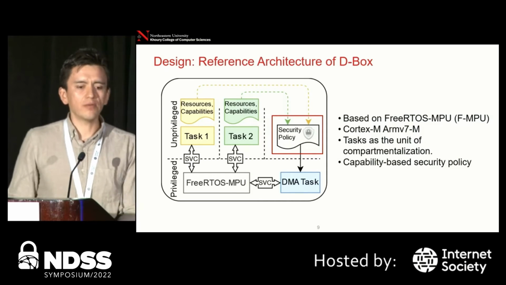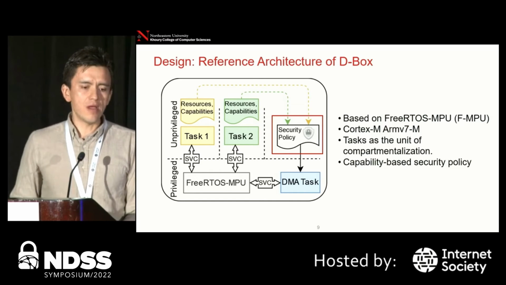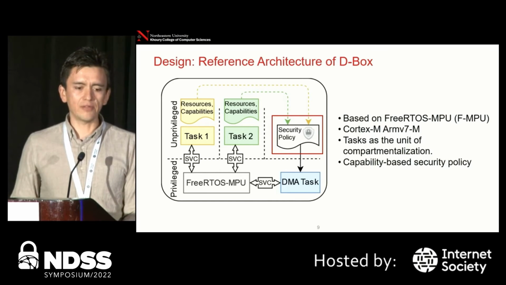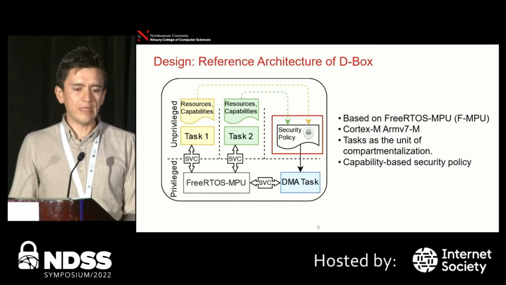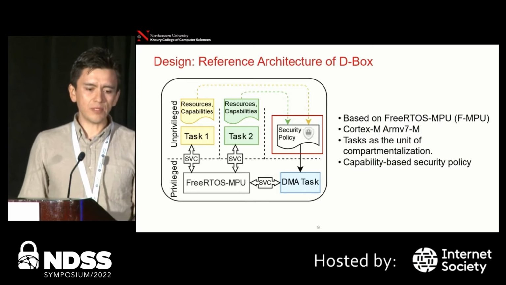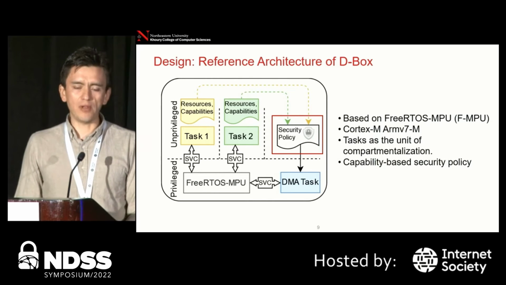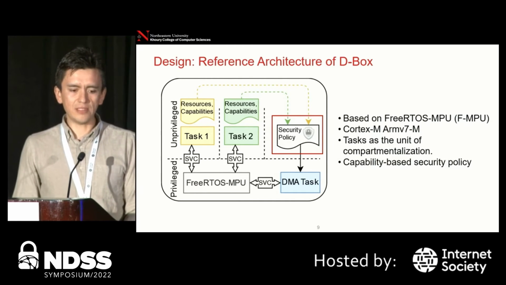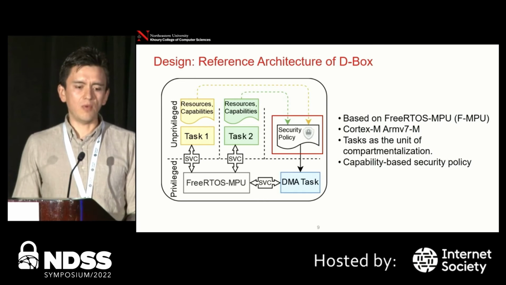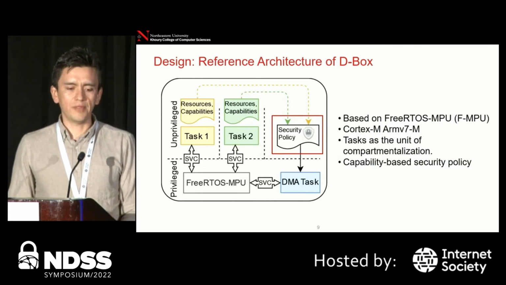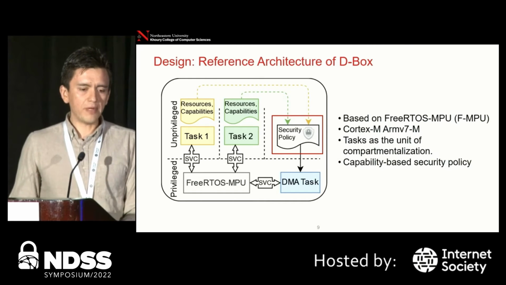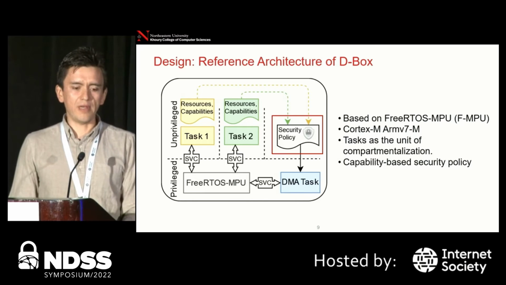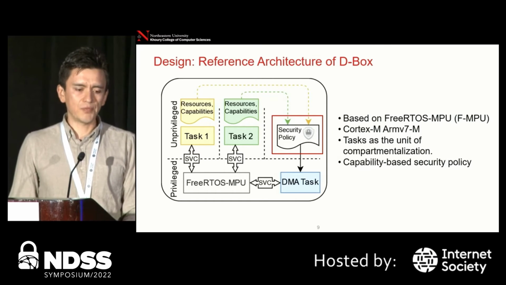So the DBox architecture is based on FreeRTOS-MPU and the Cortex-M profile. We selected FreeRTOS-MPU because it is the most popular RTOS for deeply embedded devices, and the Cortex-M is the most popular embedded architecture so far. However, our design is compatible with other embedded architectures and RTOS.